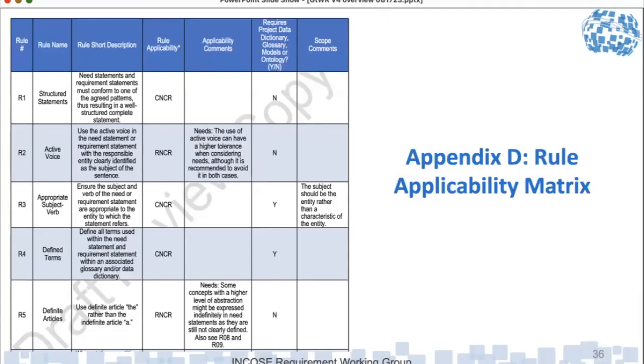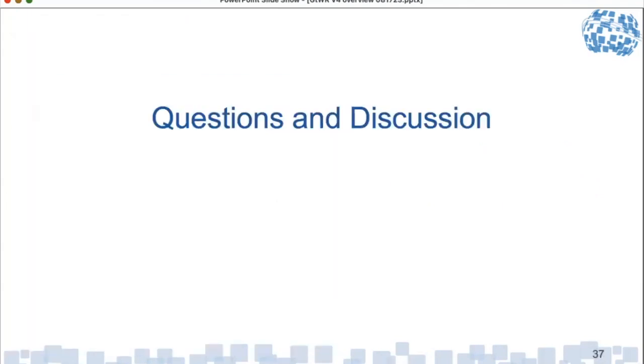The matrix, there's a row for each rule. And then you have the applicability in here and also the rules that have to do with project dictionary, glossary, or whatever. It talks about that. And then there's some comments to deal with that as well. So that concludes the presentation. So now we're open for any questions that anyone may have.